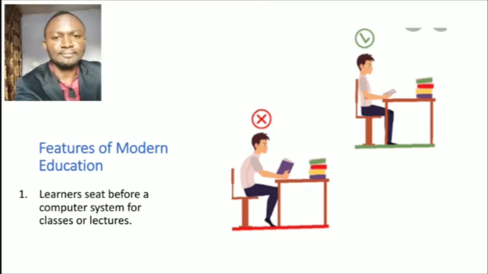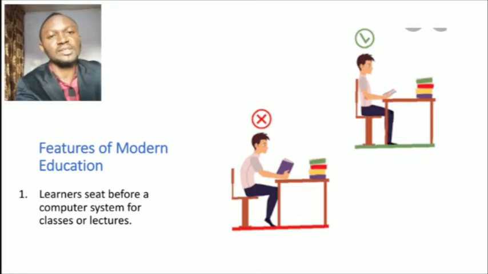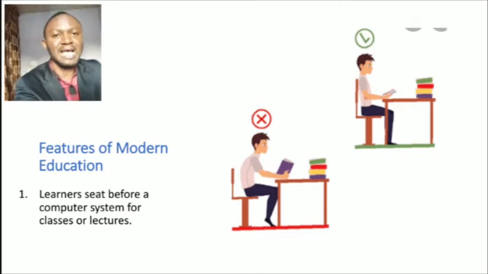Number one, learners sit before a computer system for classes or lectures, like what we have on the screen. See these two persons well seated before a computer system, and they are learning. But the issue is that you must know how to sit. How you sit is very, very important. You don't just sit anyhow. The first person there, whose sitting arrangement is ticked good, that's the most suitable form of learning.